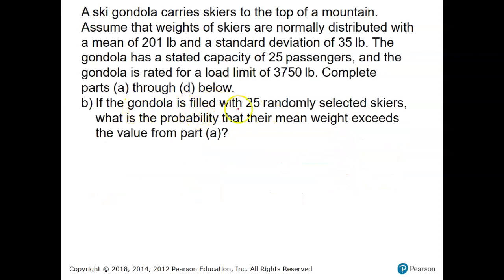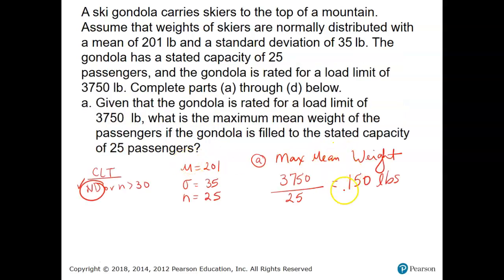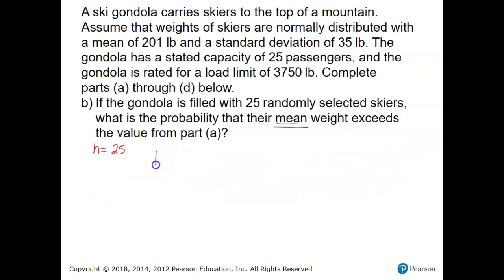Okay, part B. If the gondola is filled with 25 randomly selected skiers, what's the probability that their mean weight exceeds the value from part A? So if we look at this, our value from part A was the 150 pounds. So we want the probability that their mean weight exceeds 150 pounds. Because if their mean weight exceeds 150 pounds, then their total weight is going to exceed the load limit here that we're talking about. So we already know that the mean was 201 pounds and our standard deviation was 35 pounds.